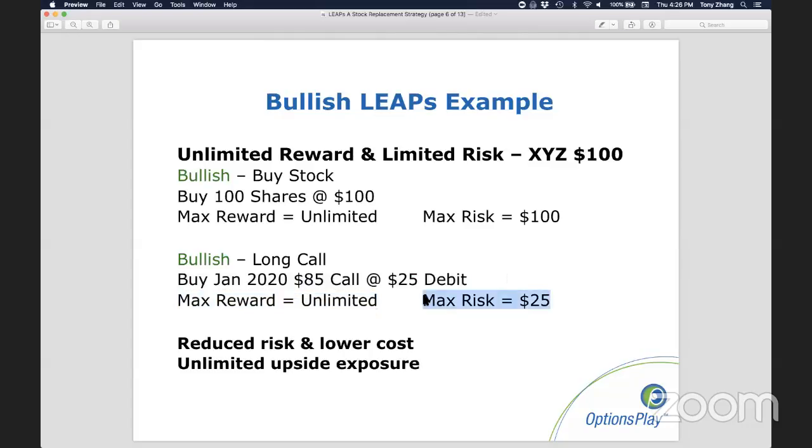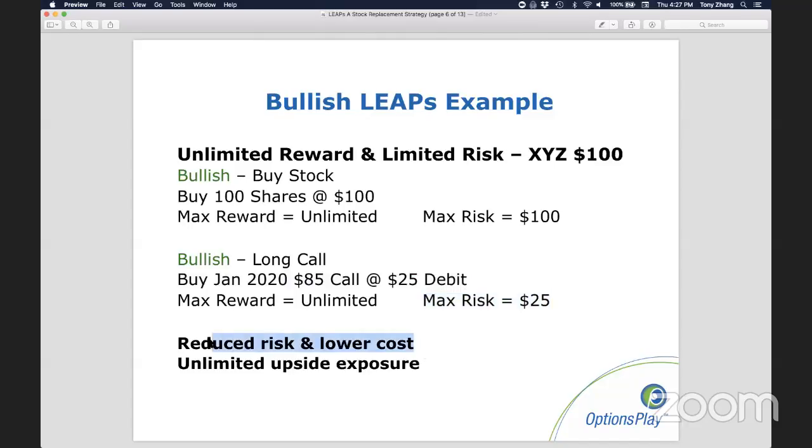However, as you can see, my max risk is only $25 because I've paid $25 for the call option. So that is where my risk is a quarter of what it would cost to buy the stock. And my cost to get into the trade is only a quarter of what it would cost to get into 100 shares of the stock. So this is the comparison that you should make next time you're thinking about a stock that you're bullish on long-term. Think about buying the stock versus buying a call option or a LEAP option instead.